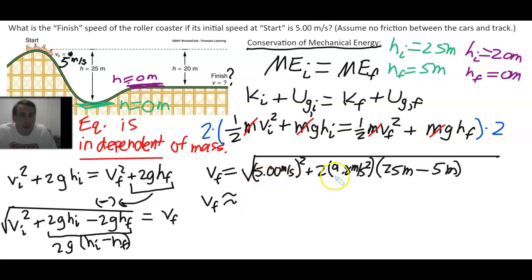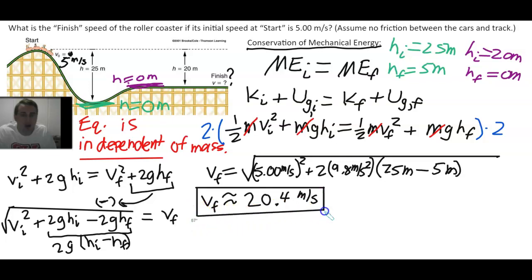When you calculate that in a calculator, you should get about 20.4 meters per second to 3 significant digits. Let me put a nice box around this. So this should be our final answer, 20.4 meters per second for the final speed of the car as it goes down the plateau, using conservation of mechanical energy. That ends this problem and this video.